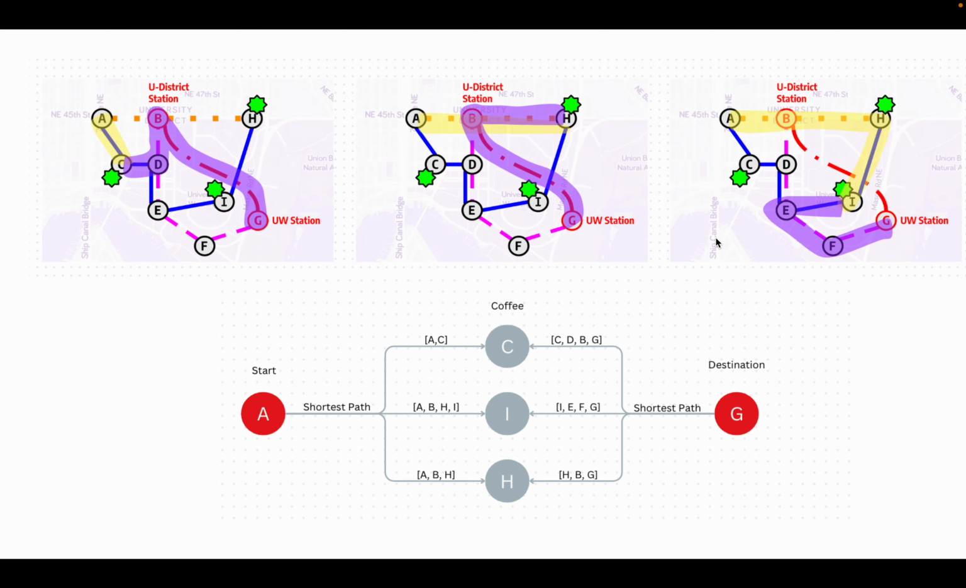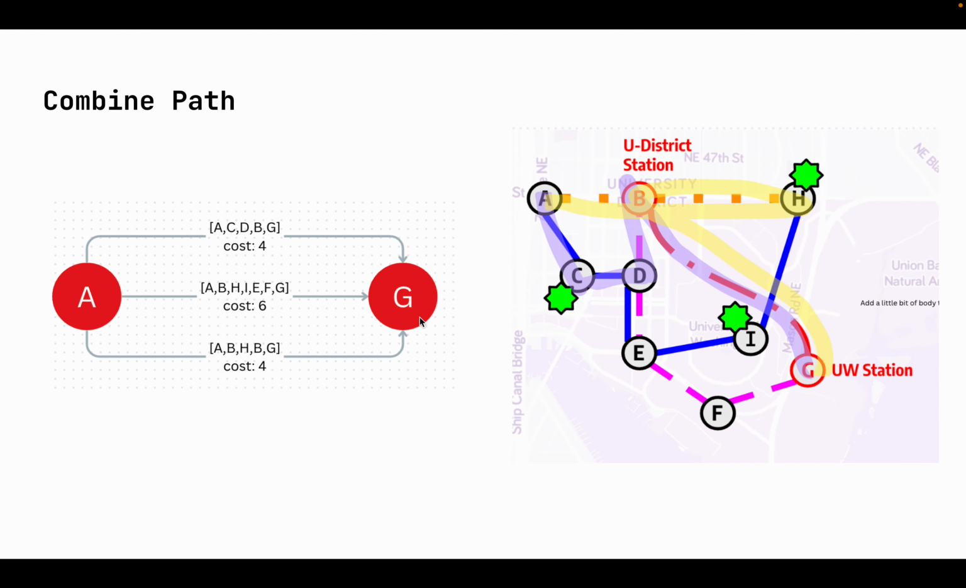Then finally we just combine these two parts. So maybe for A to G passing coffee store C would be A to C to D to B to G. And finally you find the cost. There are 2 costs that are tied, and they are just the shortest path from A to G passing through at least 1 coffee store. And that's all for my presentation.